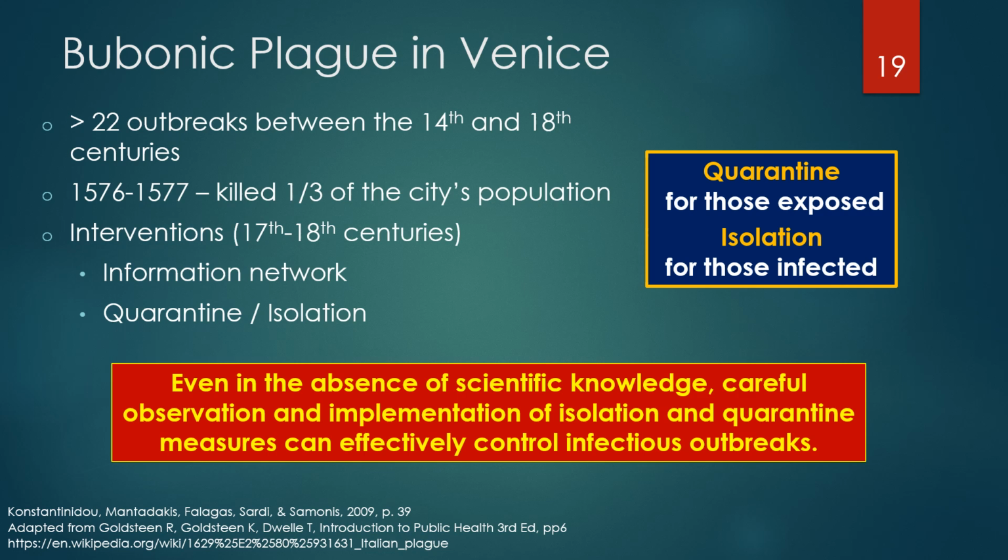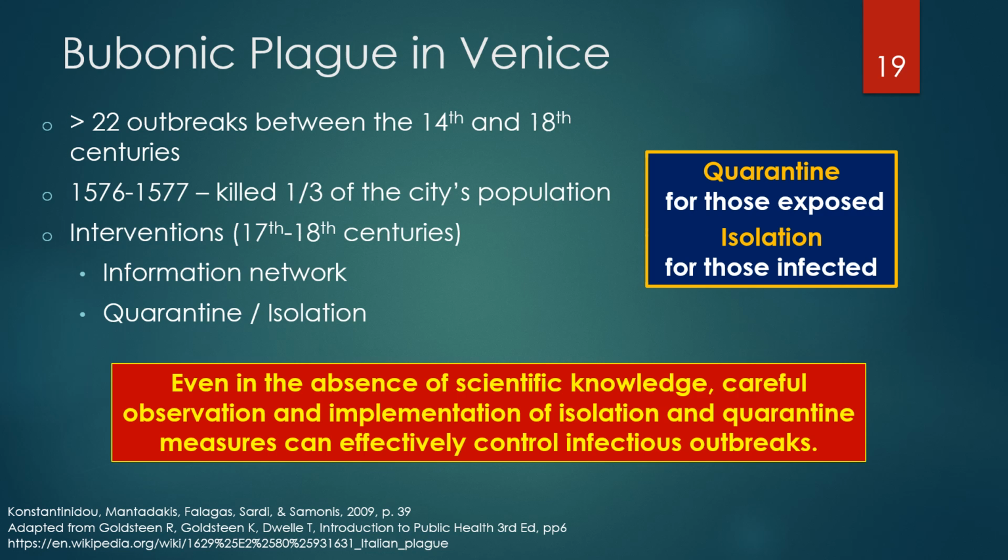by implementing an information network and activating a system of military inspection garrisons along the coast to control all local movements in plague-infested areas, essentially imposing quarantine and isolation protocols. Quarantine applies to those exposed to an infectious organism and isolation to those infected.